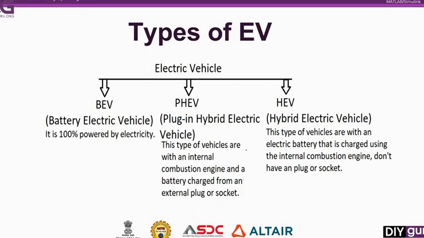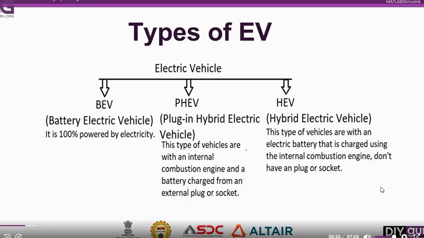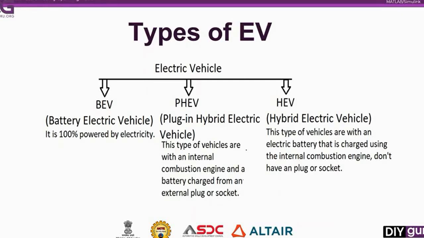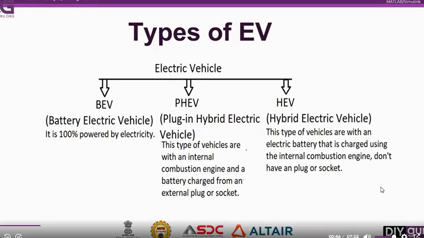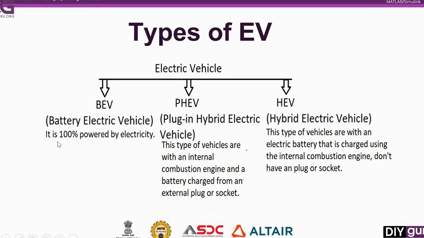Majorly, you can distribute these electric vehicles into three types or three categories. First is the battery electric vehicle (BEV). Second is the PHEV, which is the short name for plug-in hybrid electric vehicle. And then we have the HEV, or hybrid electric vehicle. So we will see one by one what these are, beginning with battery electric vehicles.